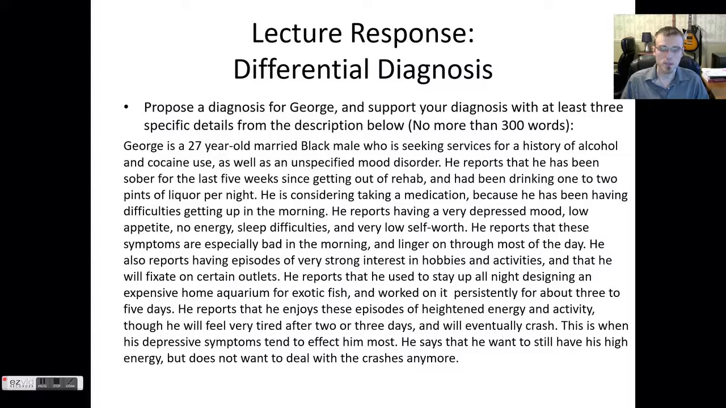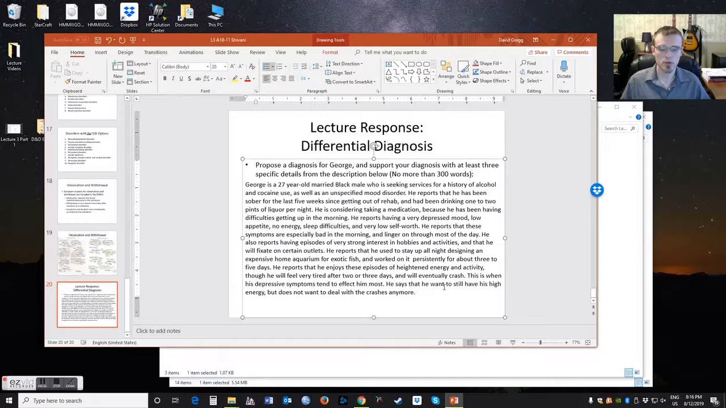He reports that he enjoys these episodes of heightened energy and activity, though he will feel very tired after 2 or 3 days and will eventually crash, though he can't say exactly how long it'll take. This is when his depressive symptoms tend to affect him most. He says that he wants to still have his high energy, but does not want to deal with the crashes anymore.